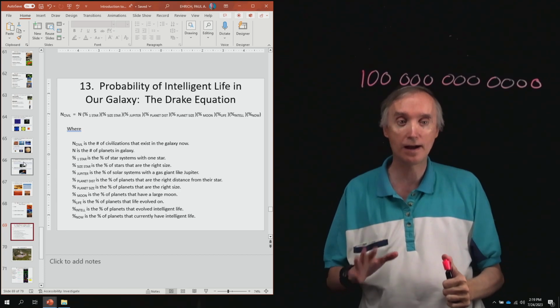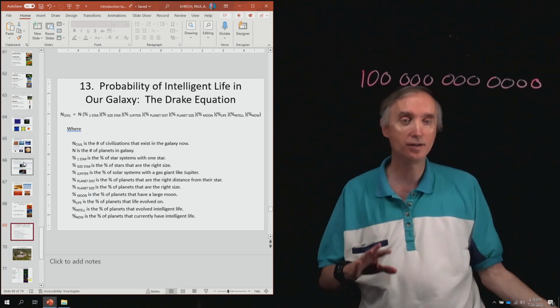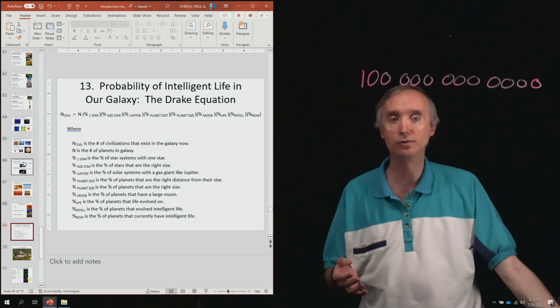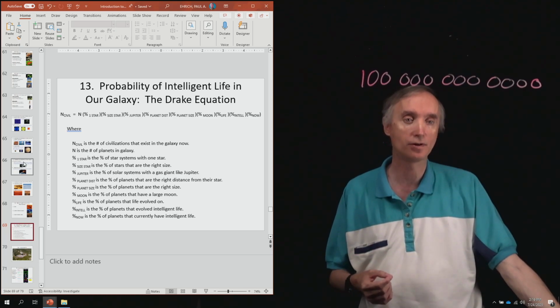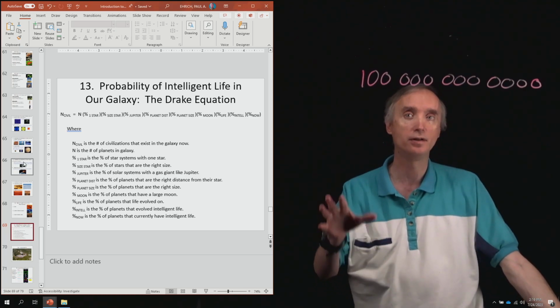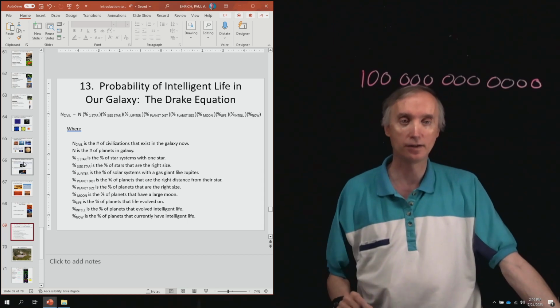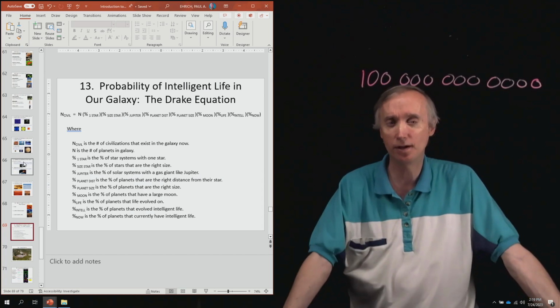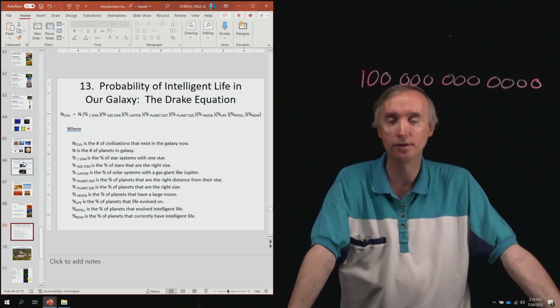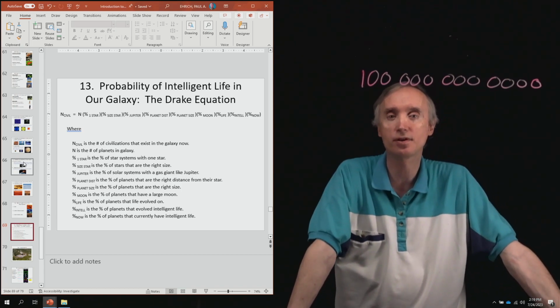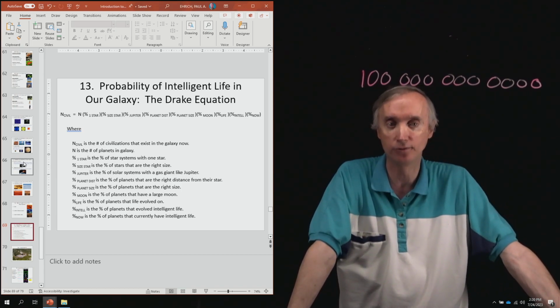Now we're just talking about our galaxy. There is roughly 100 billion galaxies in our universe, but let's just concentrate on our galaxy. So that's the number of planets that we've got to work with. All right, so now let's start to whittle them down.